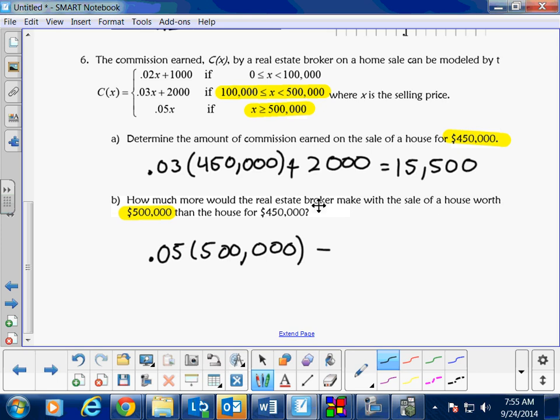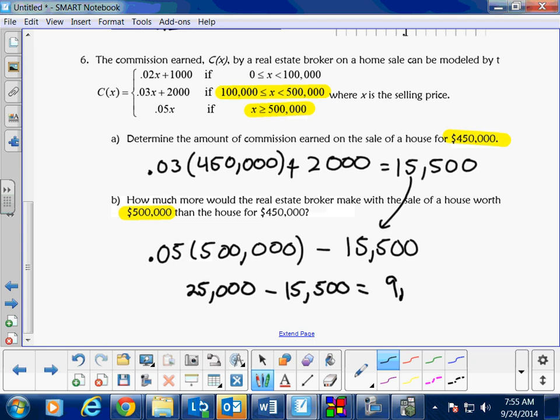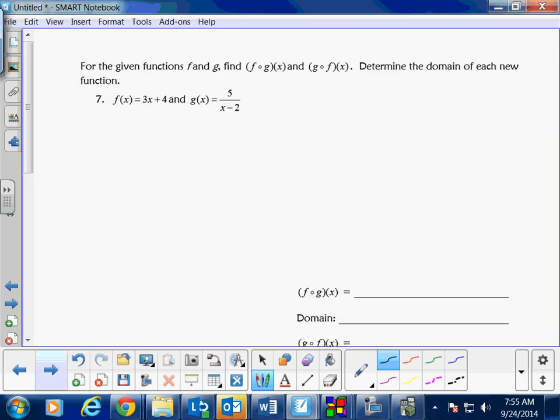So I'm going to subtract the 15,500, which was originally the amount I got from 450,000. So it should be 25,000 minus 15,500, which comes out to be 9,500. So there's your answer for that one. Now let's move on to the next problem, and we'll start answering these.